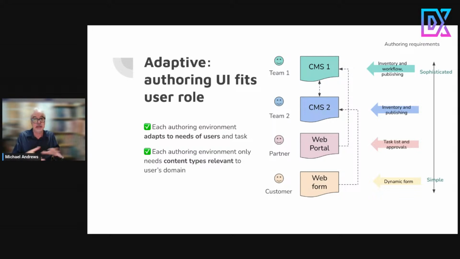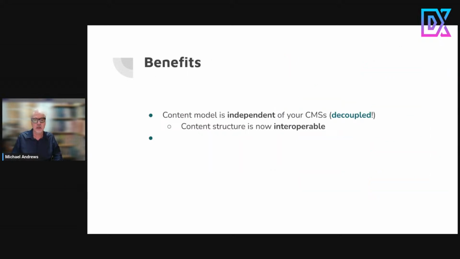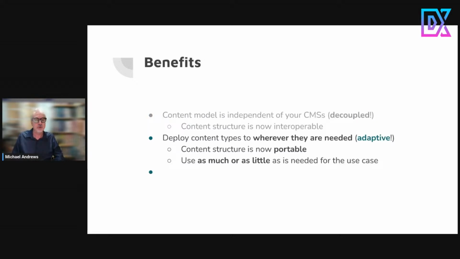So rather than expecting everyone's going to use one common authoring environment, which is sort of the way a lot of people are promoting things, we are tailoring the authoring environment to the needs of the individual. The benefits of this approach are several. One is that, as I said, our content model is independent of our CMS. We've decoupled it. We've enabled this interoperability. We can deploy our content types wherever they're needed. So it's adaptive. Our content structure is portable now. We can use as much or as little of it as we need.